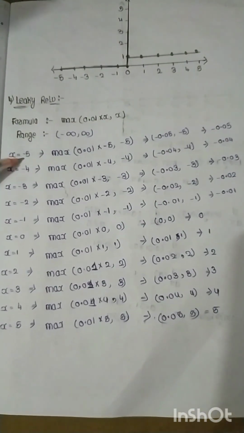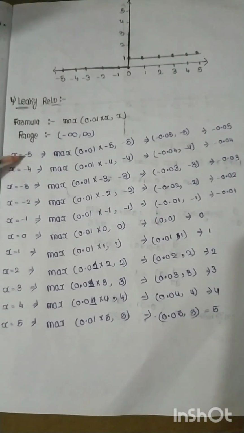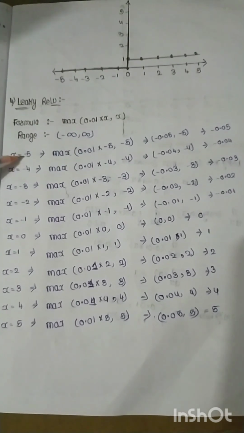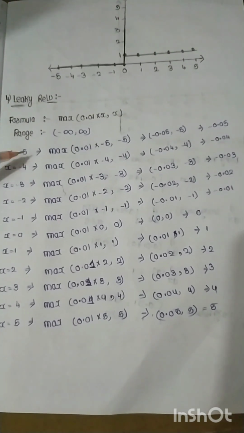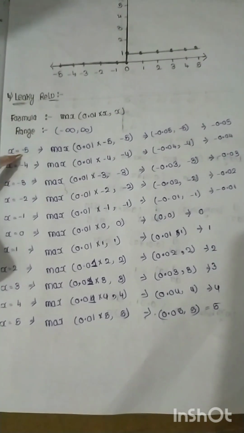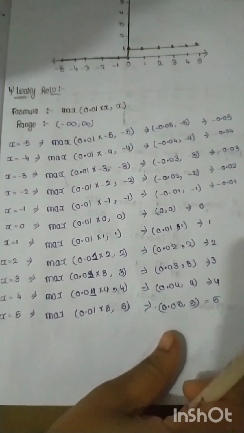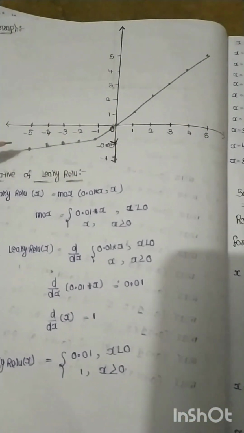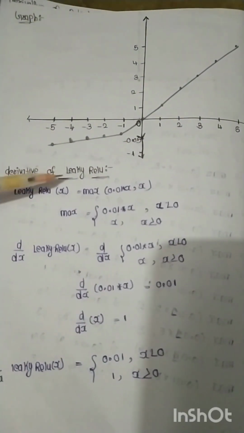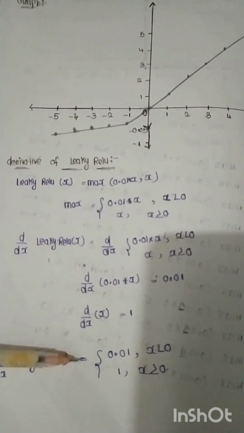Here you can see the input is minus 1, which is a negative value. In the ReLU activation function, the output is 0. But in leaky ReLU, this value is multiplied by 0.01, and the output of leaky ReLU is minus 0.01 instead of 0 as in the ReLU activation function. Here are some values and their outputs, and the graph for the leaky ReLU activation function is like this. You can see the derivative of the leaky ReLU activation function here.